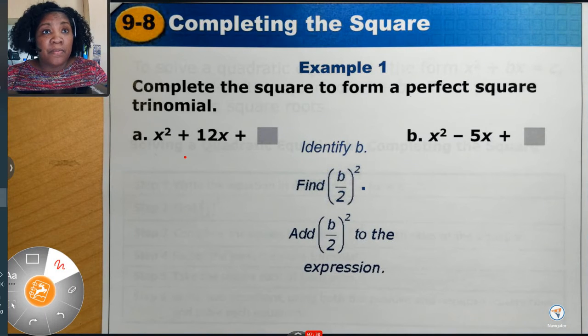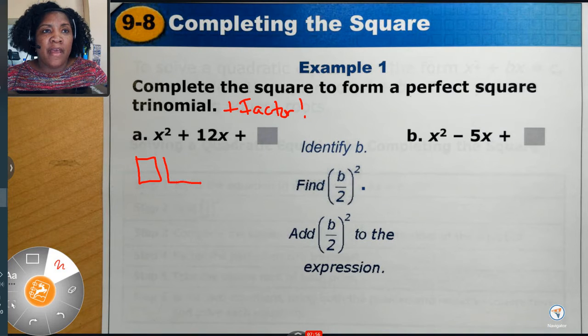Example 1 says, complete the square to form a perfect square trinomial. And we'll take it a step further and we'll factor it too. So, factor. Alright, so our first problem is x squared plus 12x plus something. So we need to figure out what this value needs to be in order to fill the space. So if we think physically for a quick moment, we have one x squared block, and then on this side we would have how many x's, and how many x's would be on this side? So we have 12 total, and we have to split them in 2. So there would be 6 on this side, and there would be 6 on that side. So then what would we need in this space?